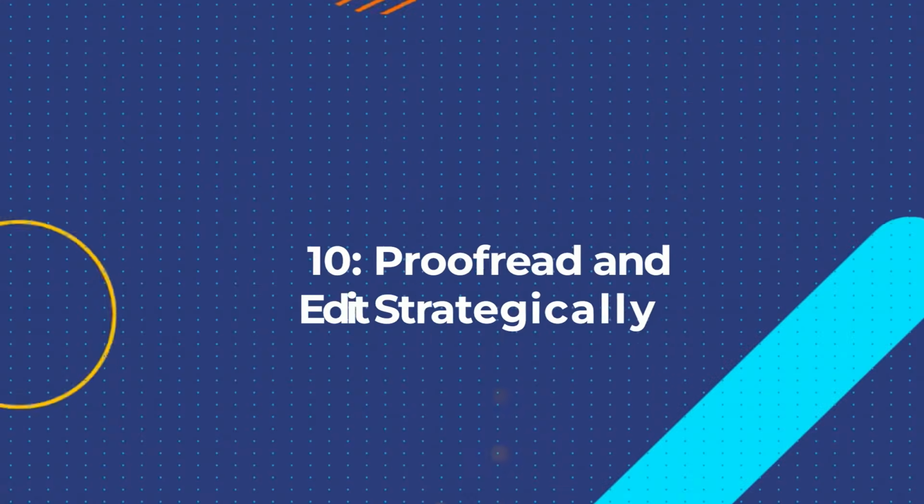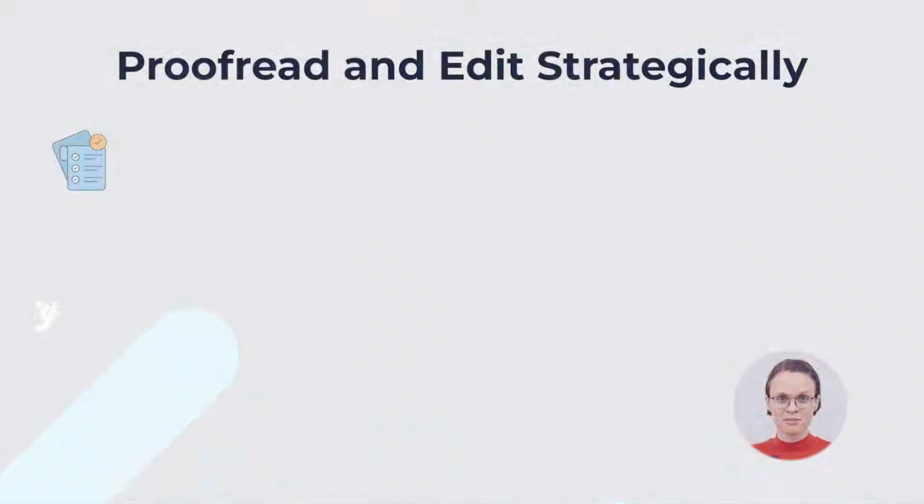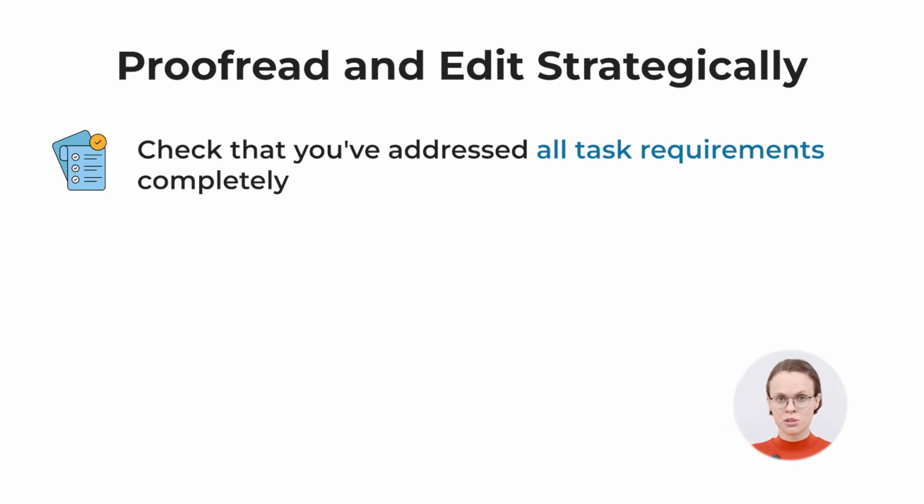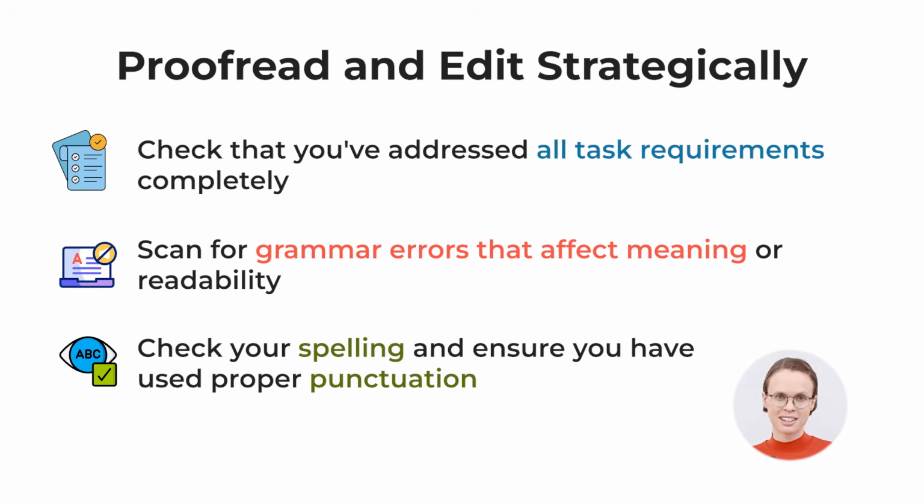Finally, proofread and edit your response to catch errors that could lower your score. First, check that you've addressed all task requirements completely. This is crucial for a high score. Next, scan for grammar errors that affect meaning or readability, such as subject-verb agreement. Make sure you fix such errors. Finally, check your spelling and ensure you have used proper punctuation.